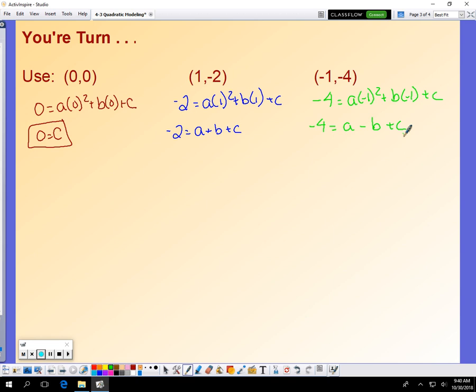So once again, we're going to plug 0 in for c. So right here, we're going to plug in a 0. So this becomes negative 2 equals a plus b. We're going to plug that same 0 in here. So we're going to get negative 4 equals a minus b. You're going to put those together.